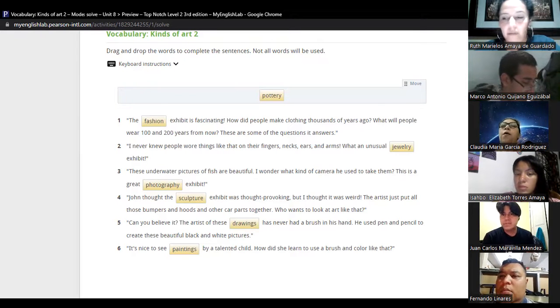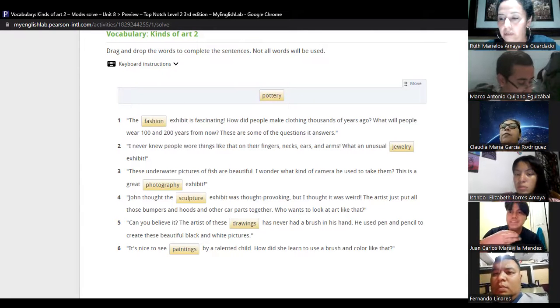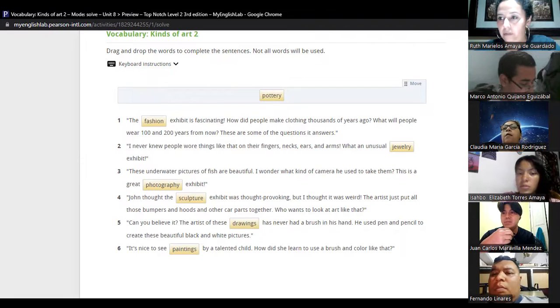Number four. Yes. John thought the sculpture exhibit was provoking, but undoubtedly it was where the artist just put this bumper and other car parts together. Who wants to look at art like that? Cool, thank you so much.